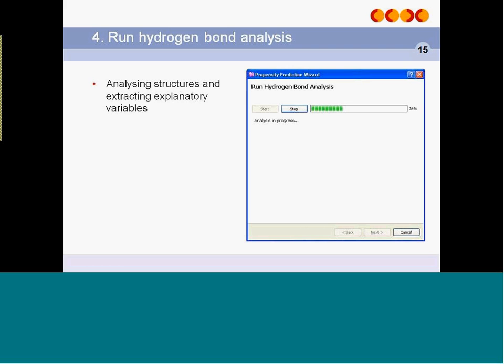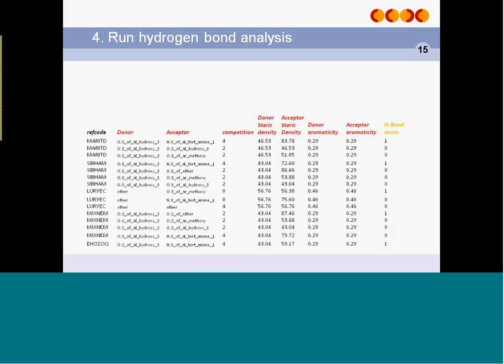Okay, so the next step is to run the hydrogen bond analysis. And so this is when the algorithm is looking at the data that it's collected and extracting the useful information from it.